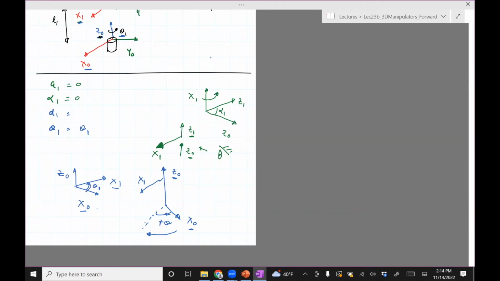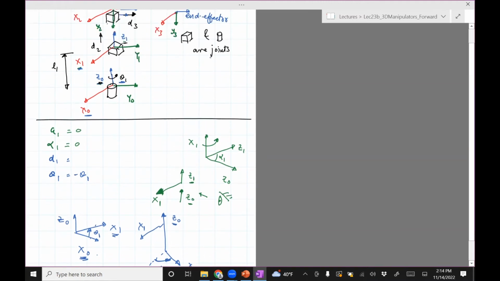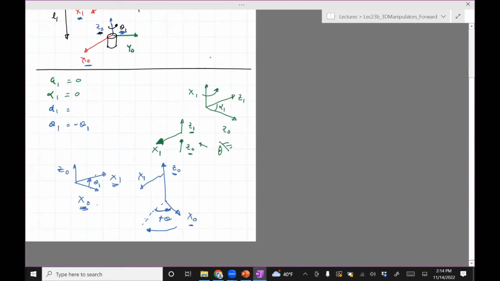Because you always go from, at least the sign shows. If you can see this, this is how I've shown my convention. Theta1 goes from x0 to x1, but this arrow is in the direction opposite to that arrow. So it has to be negative theta1, my bad. If I had shown theta1 the other way, then it could have been positive. With the correction, it is negative theta1.